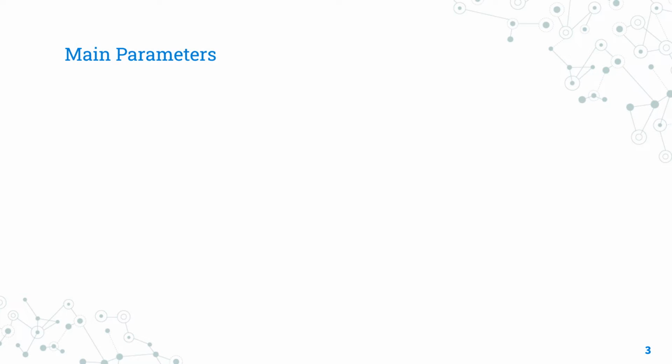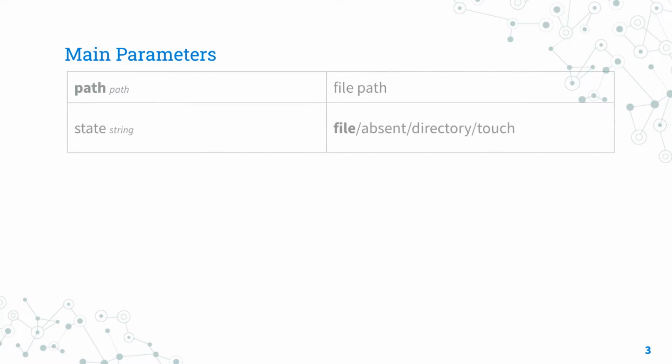Parameters. This module has a few parameters to perform the task. The only required one is path, where you specify the file system path of the file that you are going to edit. The state defines the type of object we are modifying. The default is file, but for our use case we need the touch option.